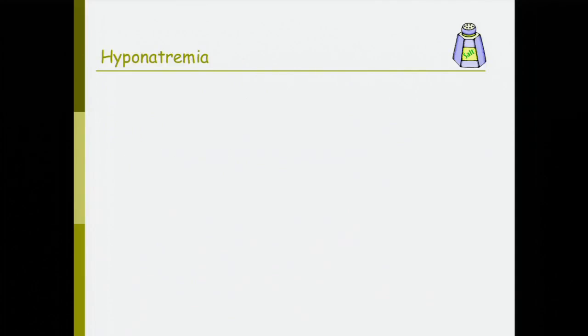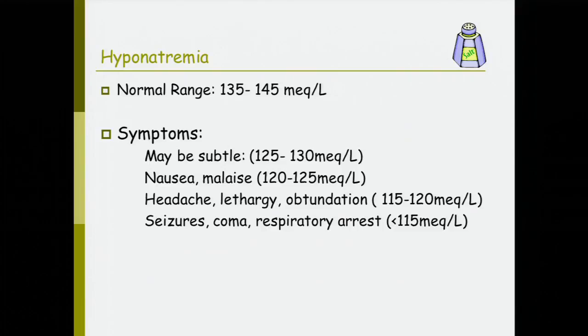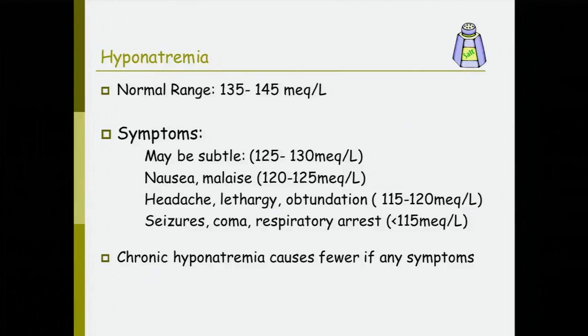So I'll go a few steps down and then come back to this. The normal range we know is 135 to 145. The symptoms may be very subtle in mild hyponatremia, in the range of 125 to 130. You might get some nausea, headaches, lethargy. In severe hyponatremia, you can have things like seizure, coma, or respiratory arrest. And chronic hyponatremia might have fewer symptoms as compared to acute hyponatremia.